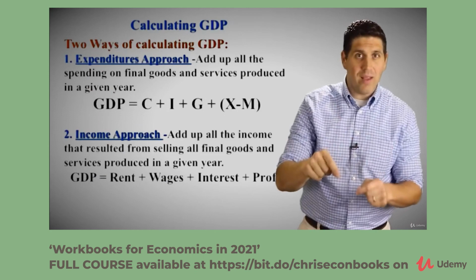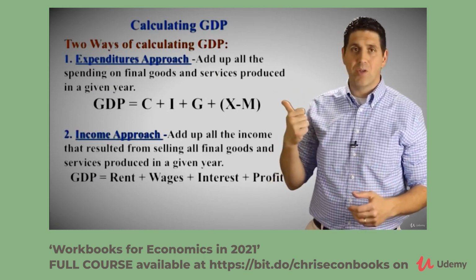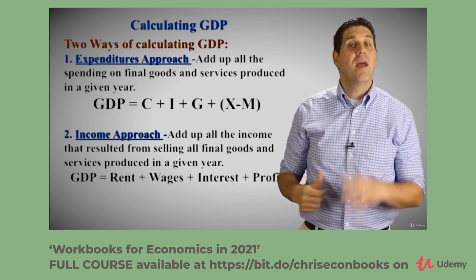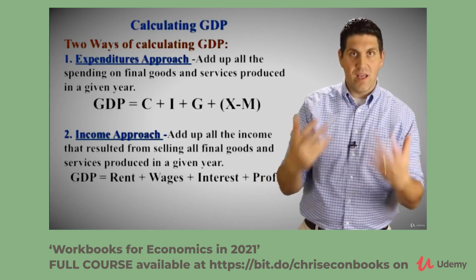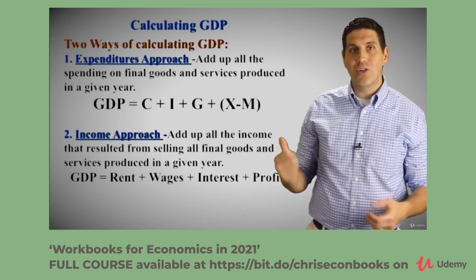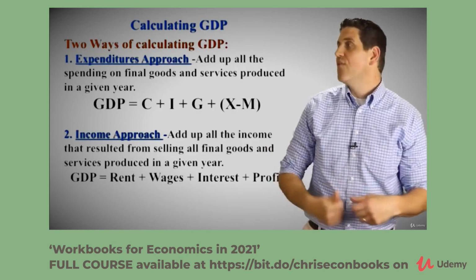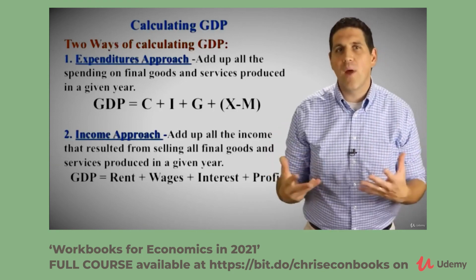And there's 2 ways to calculate GDP, even though the most important one for our purposes is usually the expenditures approach. But there's also the income approach. The expenditure approach adds up all the spending on all goods and services in the economy, and that tells you how much we produce in a given year. The income approach adds up all the income earned from producing those final goods and services. So really, it should just be the same number, 2 different ways of calculating it.